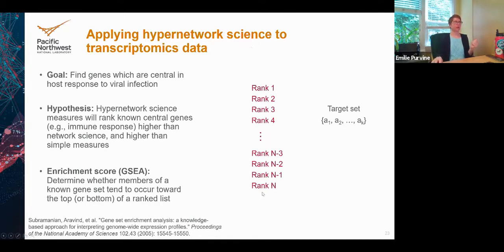If I have a ranked list, so let's say this is the top closeness centrality, the second highest closeness centrality, and so forth, and I have a target set of genes. For us, these were all immune response genes. We want to know, are these immune response genes kind of all at the top of my ranked list? If so, then my gene set enrichment analysis would be a high value. If they're all at the bottom of my list, it'll be a low or negative value. And if they're kind of uniformly distributed throughout my list, then it's around 0 for my enrichment analysis.